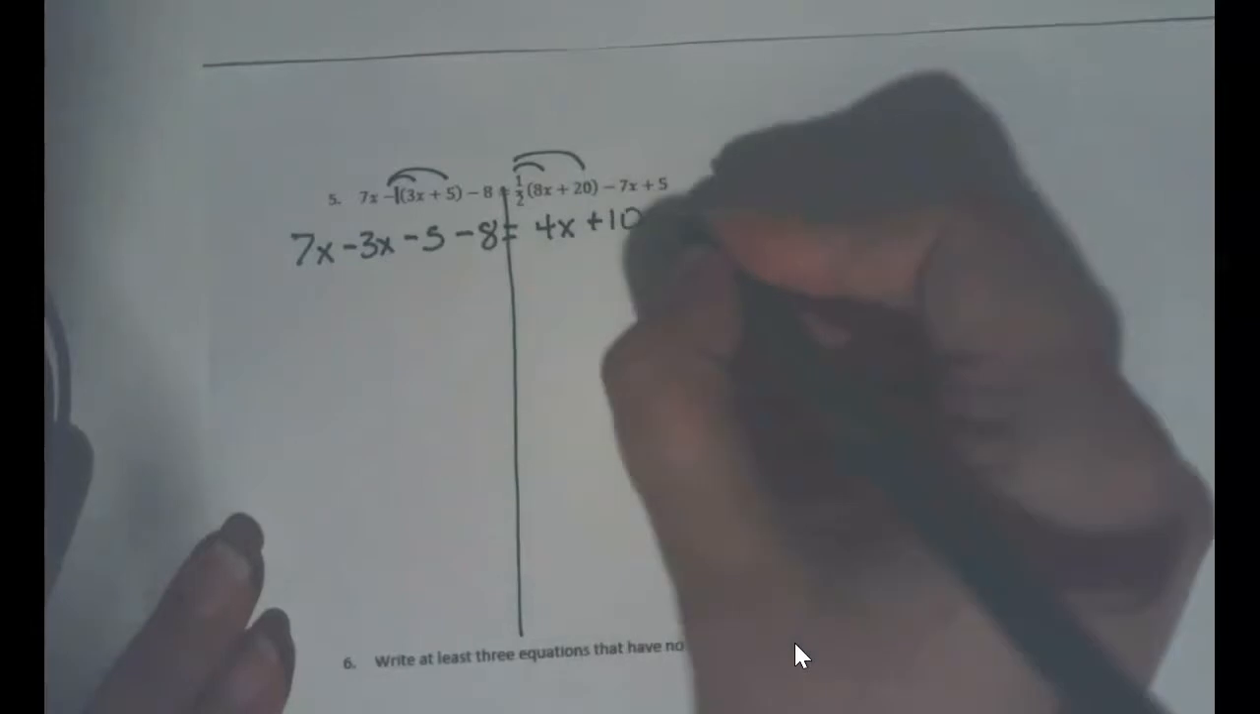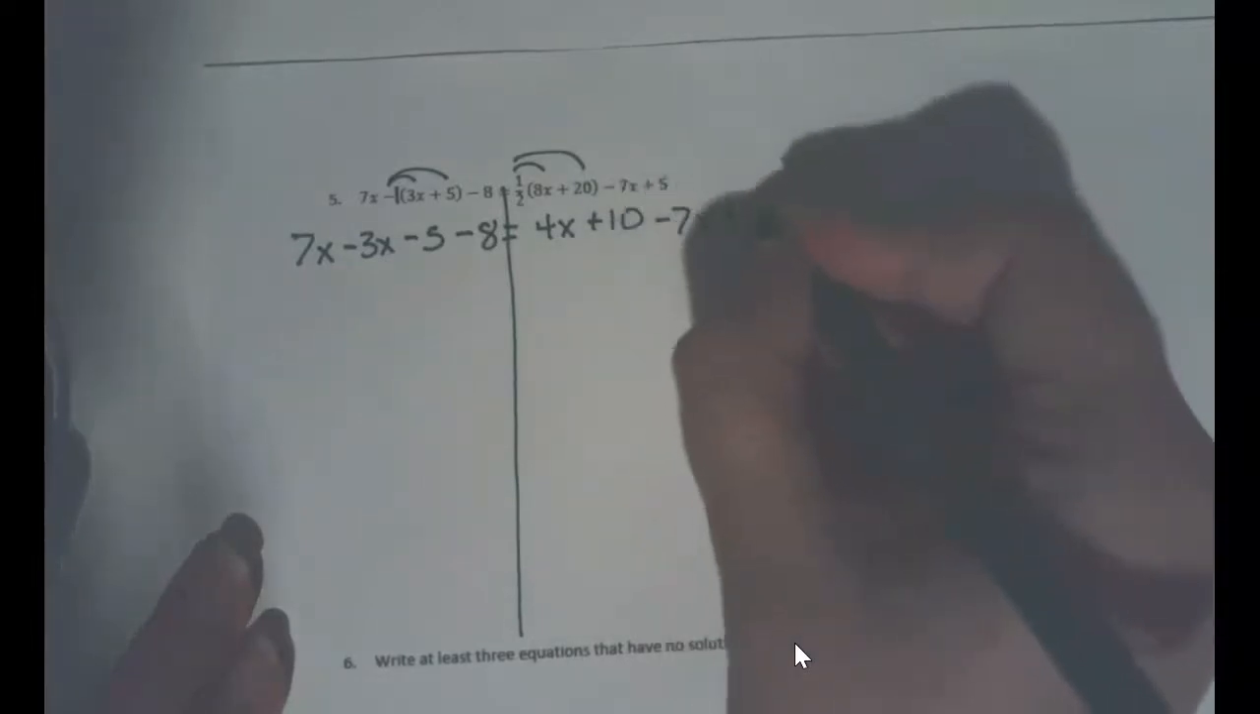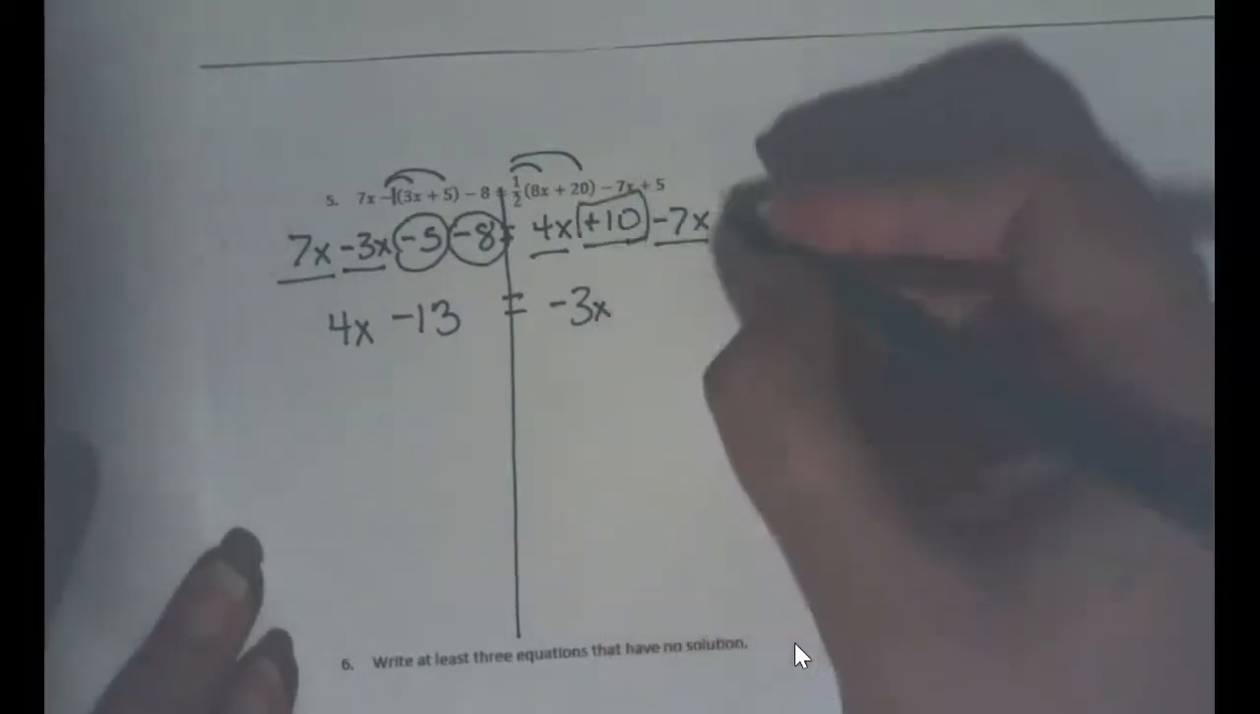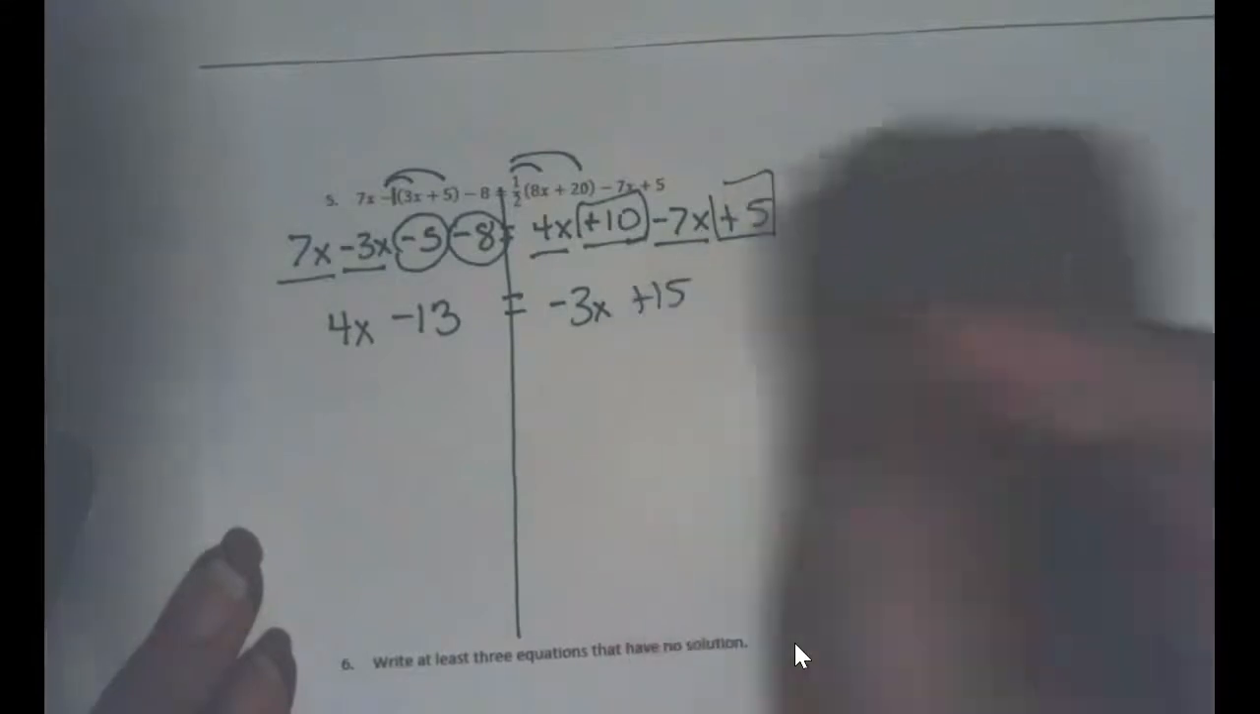So I have 7x minus 3x. -1 times 5 is -5. And minus 8 equals half of 8 is 4x. Half of 20 is 10. Just bringing the rest of this down. And combine my like terms. 7x minus 3x is 4x. -5 and -8 is -13. 4x minus 7x is -3x. Plus 10 plus 5 is plus 15.